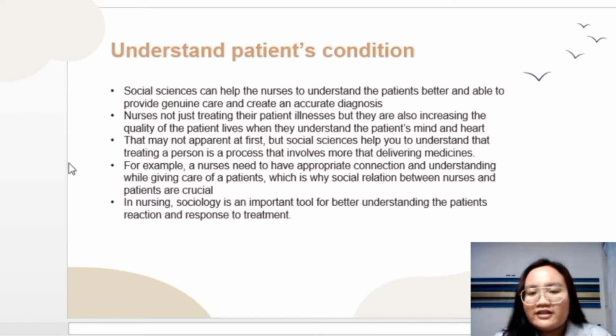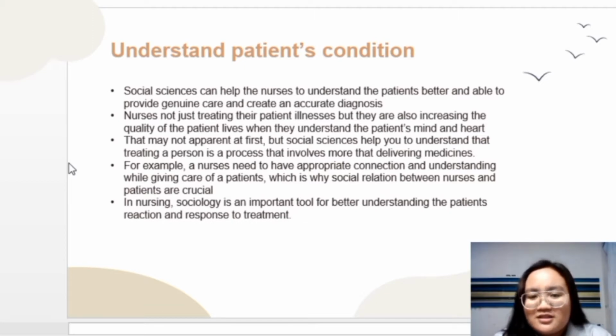Understand the patient's health conditions. Social science can help nurses to understand the patient better and be able to provide genuine care and create an accurate diagnosis. Nurses are not just treating the patient's illness, but they are also increasing the quality of the patient's life when they understand the patient's mind and heart.